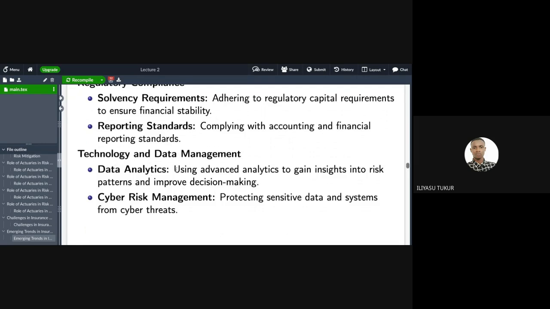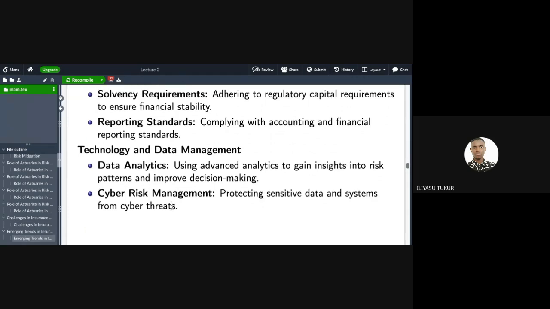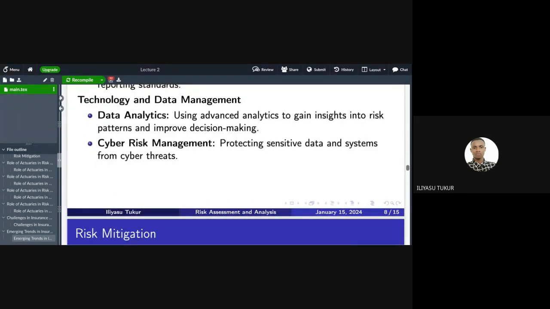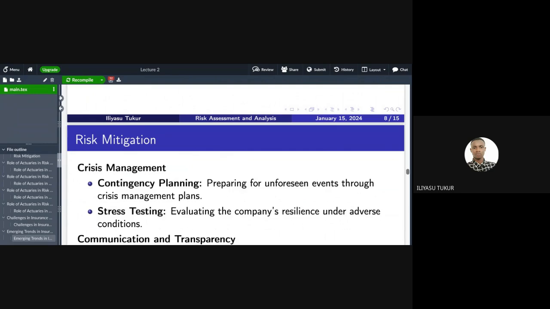Technology and data management, using advanced analytics to gain insight into risk patterns and improve decision making. So protecting sensitive data and systems from cyber threats. Today in technology, this is happening on a day-to-day basis. Issues of cyber, so there are chances of exposing customer data and stuff. And if a case is filed against you as a company, you will be fined a lot of money. So there are so many scenarios we can look at, or you on your own can look at, of how much in the past some companies were fined due to data privacy or any regulation and compliance related issue.